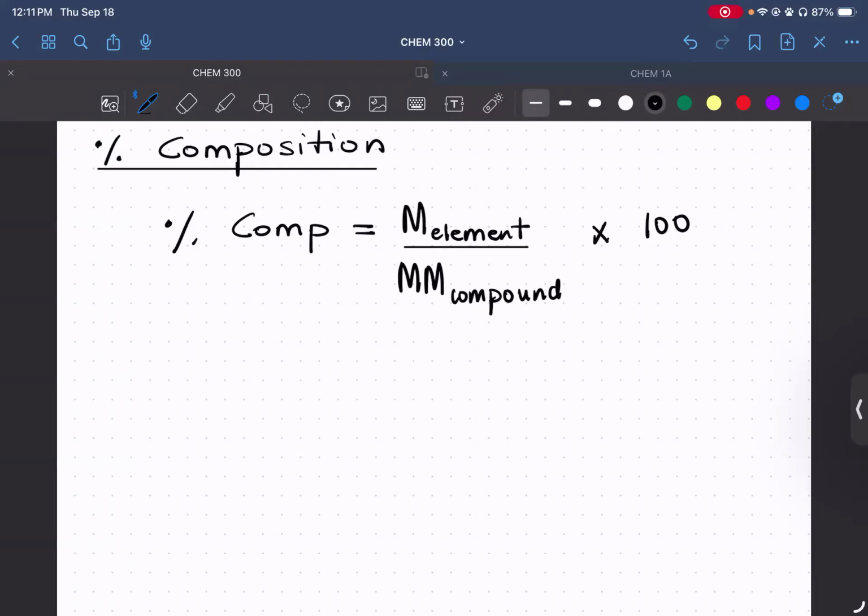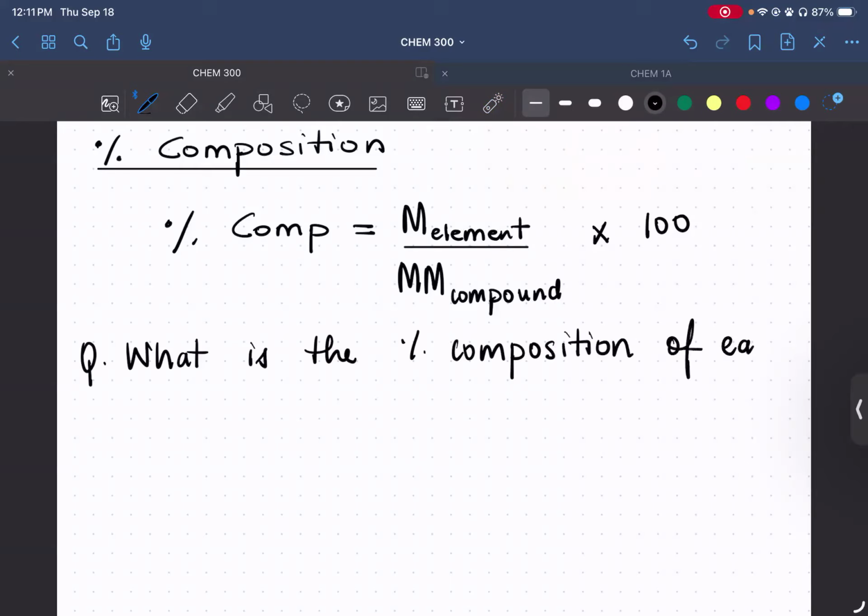In other words, I could ask you the question in the molecule H2O, what is the percent composition of hydrogen? How much of that molecule is hydrogen? That's effectively what I'm asking. So what would a question look like? What is the percent composition of each element in C2H5OH?